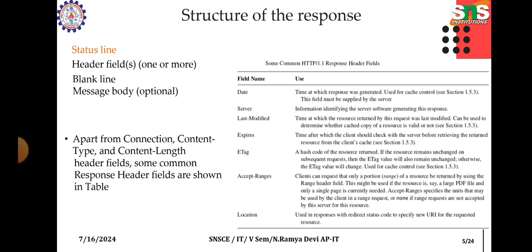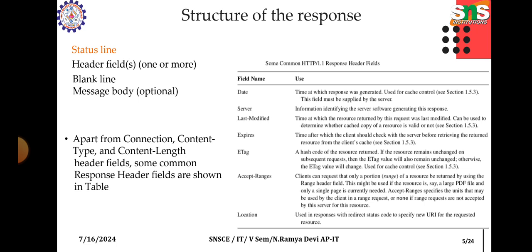Last modified is the time at which a resource returned by this request was last modified, and expires is the time after which the client should check with the server before retrieving the returned resource from the client's cache. And E tag is the hash code of the resource returned. If the resource remains unchanged on subsequent requests, then the E tag value will also remain unchanged. Otherwise the E tag value will change, and it is also used for cache control.